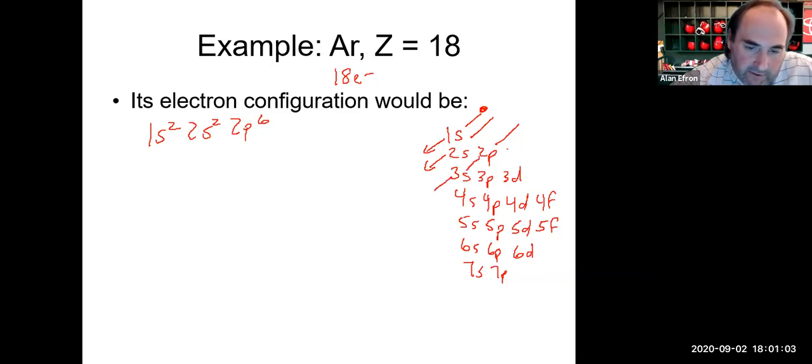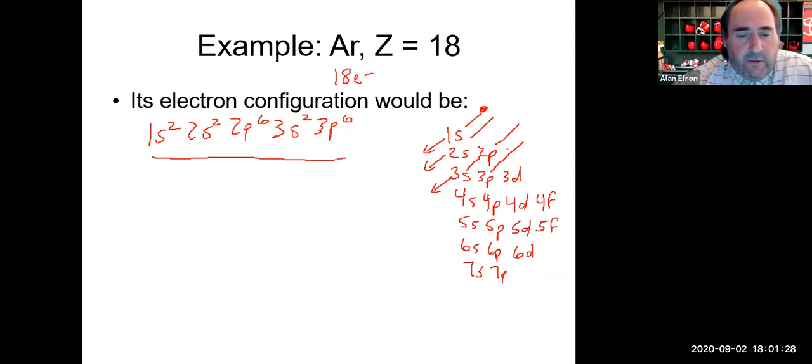We will now come to the 3s, which could hold a maximum of 2 electrons. So we're now up to 12. We still are not there, so we need to zigzag back this way to our 3p, 3p6, because it could hold 6. If we count the top there, 2, 4, 6 is 10, plus 2 more is 12, and 6 more is 18. So this would be the electron configuration for argon.